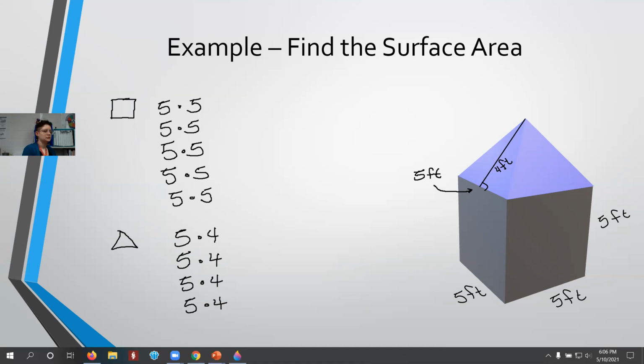Now I'm ready to do my multiplying. So 5 times 5 is 25, and then I have 5 of those. That gives me 125. 5 times 4 is 20, and I have 4 of those. That gives me 80. When I add, I get a total of 205 feet squared for the surface area of this composite figure.